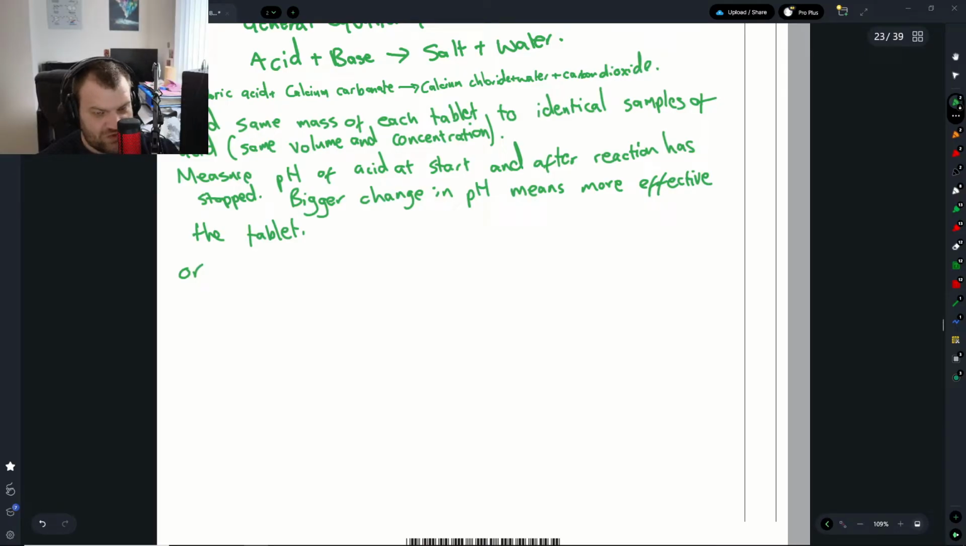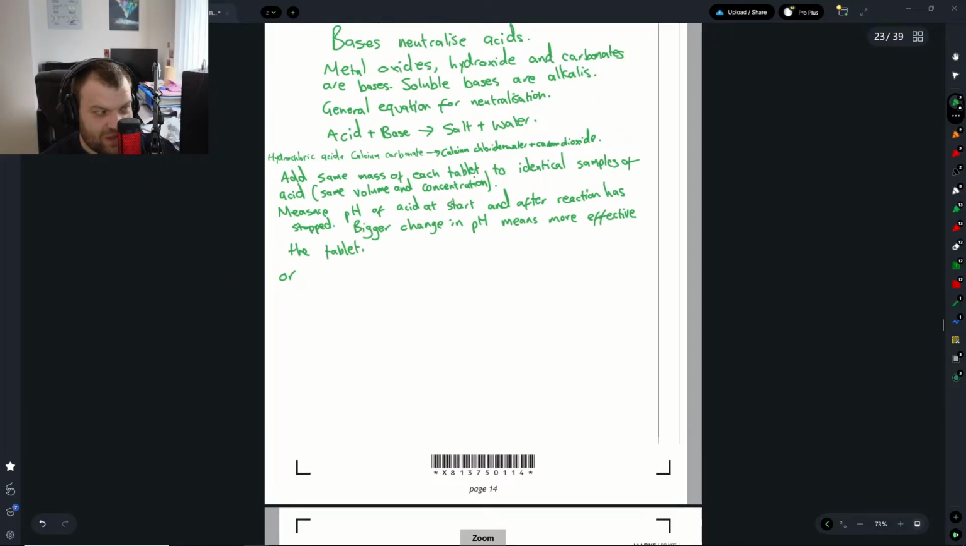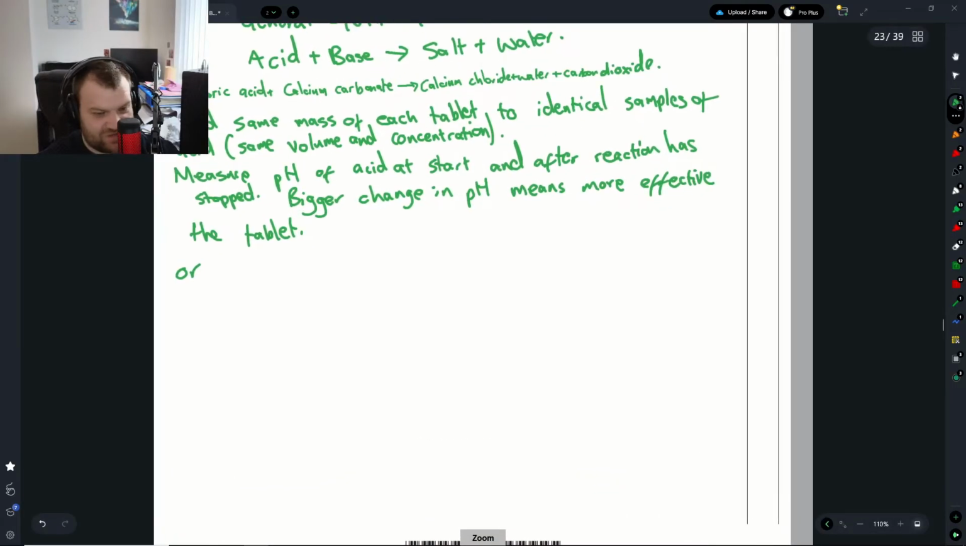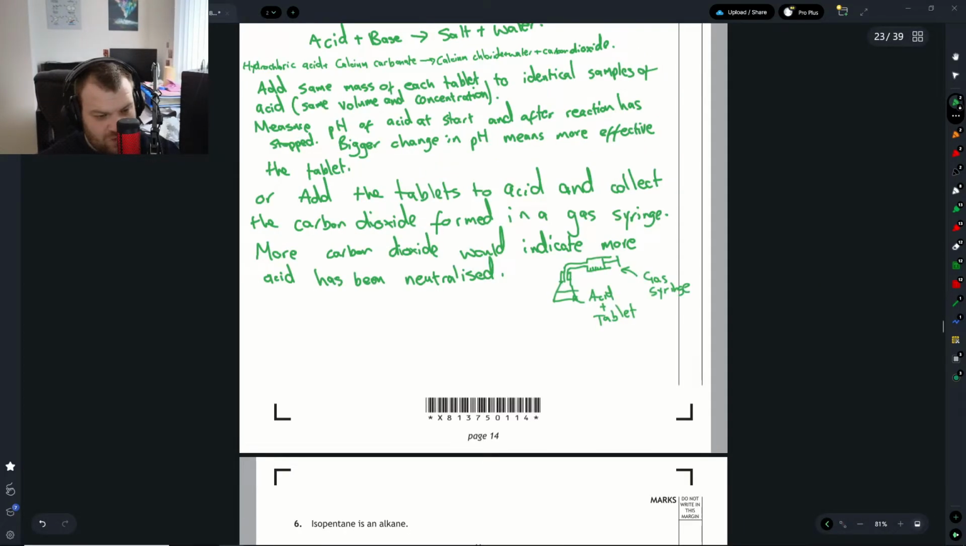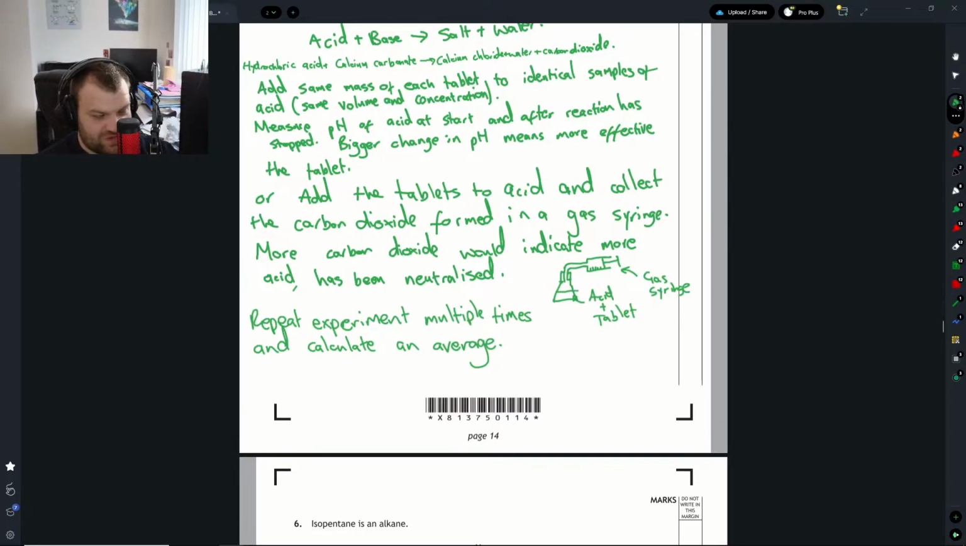Or what you can do is collect the volume of carbon dioxide produced. The one that is more effective would produce more carbon dioxide because it's neutralizing more of the acid. Use a gas syringe to collect the gas. And then again, the bigger the volume, the more effective it would be. You also repeat the experiments and then calculate an average to get a more reliable result. As with all these questions, you get 1 mark for a limited answer, 2 marks for reasonable, and 3 for a good answer. And this would hopefully pick up all of those marks.